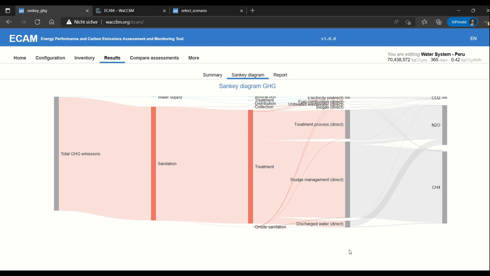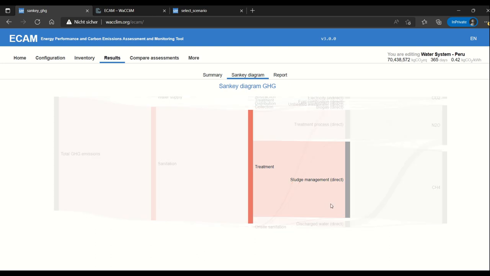So for example, we could look at sludge management and see that the large portion becomes methane and then also some becomes nitrous oxide.